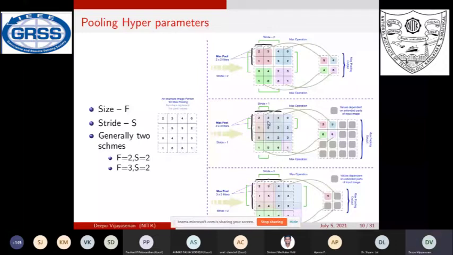In the third example, you have a stride of 2 and a 3 cross 3 neighborhood. Typically we use either F equal to 2, S equal to 2, or F equal to 3, S equal to 2, which is also used but not that common. So there are two hyperparameters for pooling, the size and the stride. You take one element from the F cross F neighborhood, and after that you shift by an amount equal to the stride. Now, in practice, people mostly use max pooling.